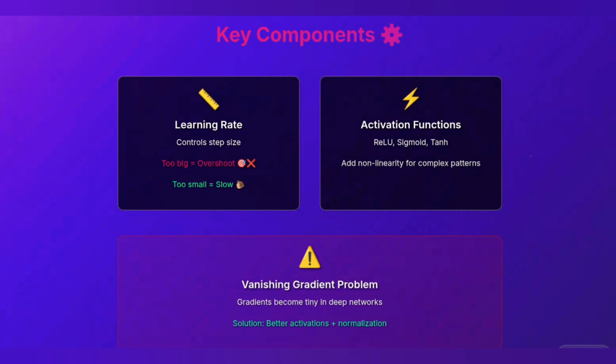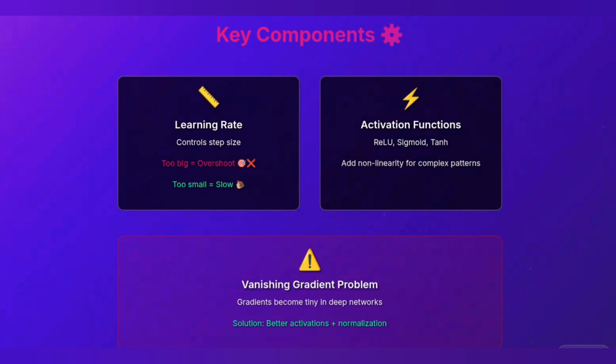One challenge is the vanishing gradient problem. In deep networks, gradients can become extremely small as they propagate backwards, making it hard to train early layers effectively. Modern techniques like better activation functions, normalization layers, and residual connections help address this.